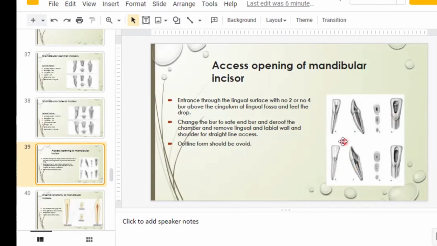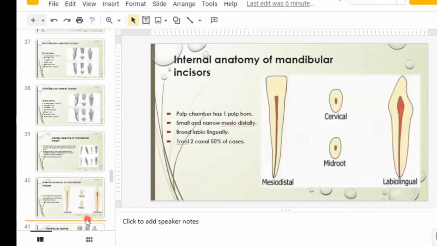This second picture is there. This is the first row where you have one canal, one orifice. Here you have two orifices, two canals. So this possibility is almost 50%. That is the reason you should extend your access cavity a little bit towards the cingulum. That is a key point. Again, for the lateral, it is the same, no difference.